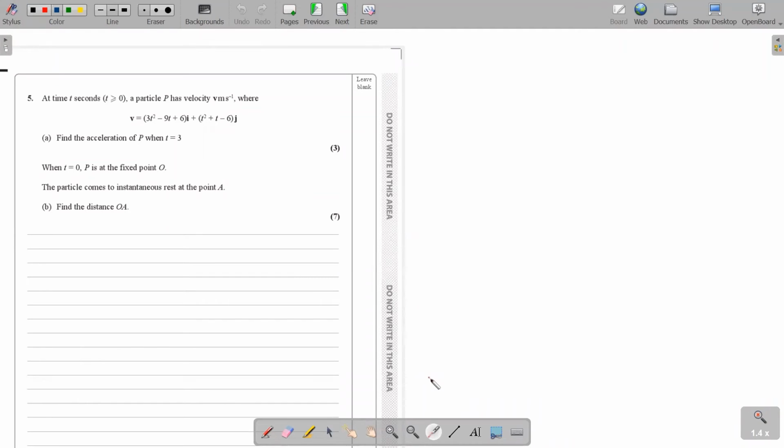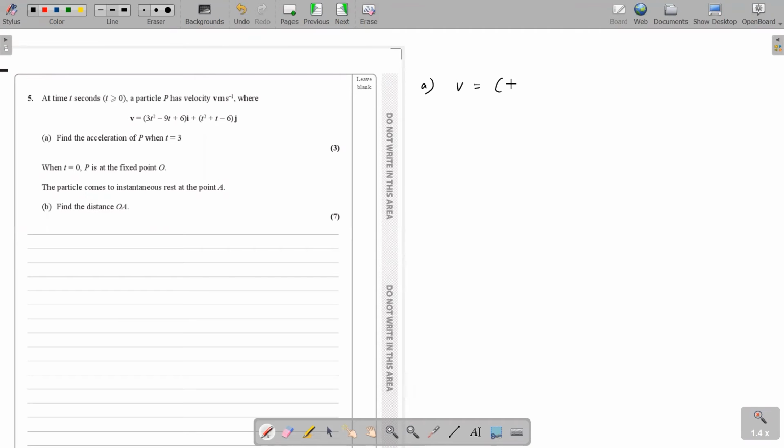Okay, question number 5. At time t seconds, where t is greater than or equal to 0, a particle P has velocity v meters per second, where v equals (3t² minus 9t plus 6)i plus (t² plus t minus 6)j. Find the acceleration of P when t equals 3. Okay, how do we find the acceleration? To find the acceleration from velocity, you must first differentiate.